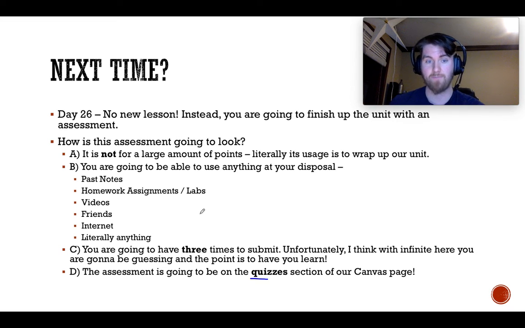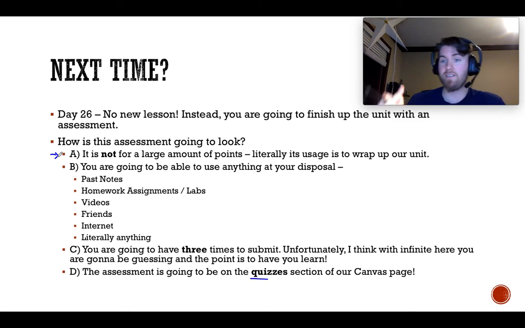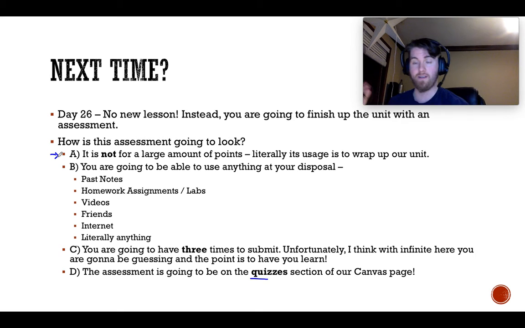Now, I am going to do a couple of things. Number one is that no, it is not going to be for a large amount of points. It's merely a means for you to look back through the entirety of the unit and try to find items that maybe you have not quite looked at in the past or that you need to refresh. That's the main purpose for it.